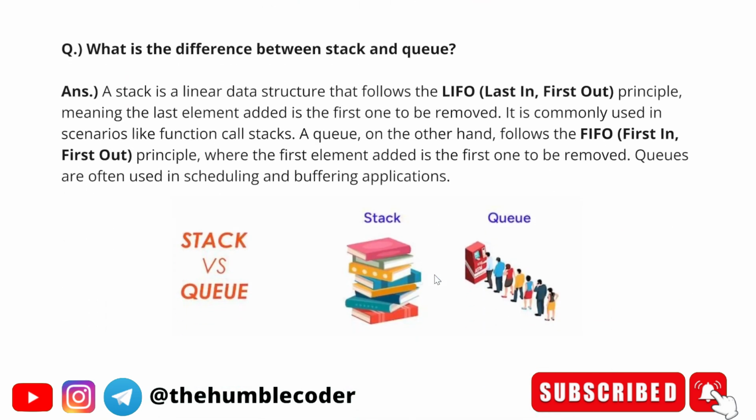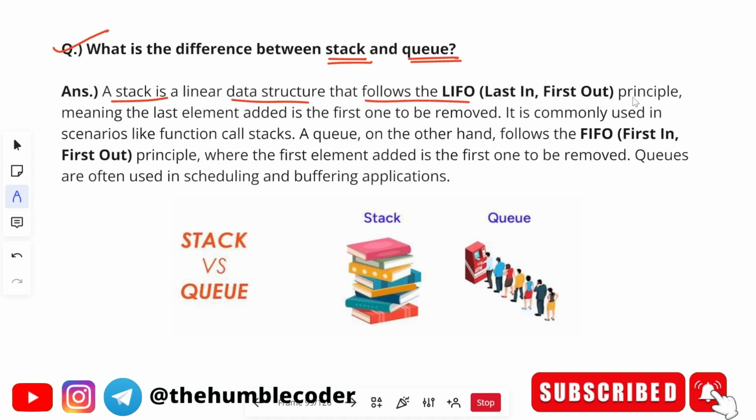Moving on to the next one. What is the difference between stack and queue? So these types of data structures based differences can also be asked. Let's see the answer for this one. A stack is a linear data structure that follows LIFO. LIFO stands for last in first out principle, meaning that the last element added is the first one to be removed. It is commonly used in scenarios like function call stacks. A queue, on the other hand, follows FIFO, which is first in first out principle, where the first element added is the first one to be removed. Queues are often used in scheduling and buffering applications.